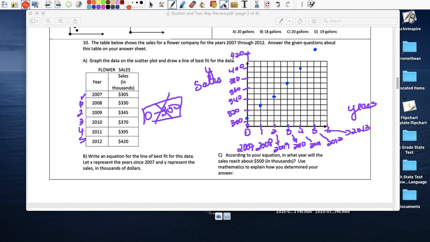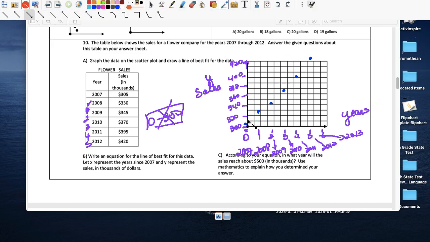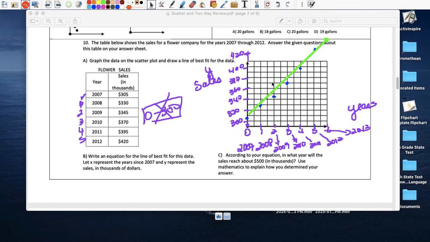So now you're asked to draw a line of best fit, right? So you draw a line right up. That looks about right. Okay. Just make it. Yeah, that's about right.